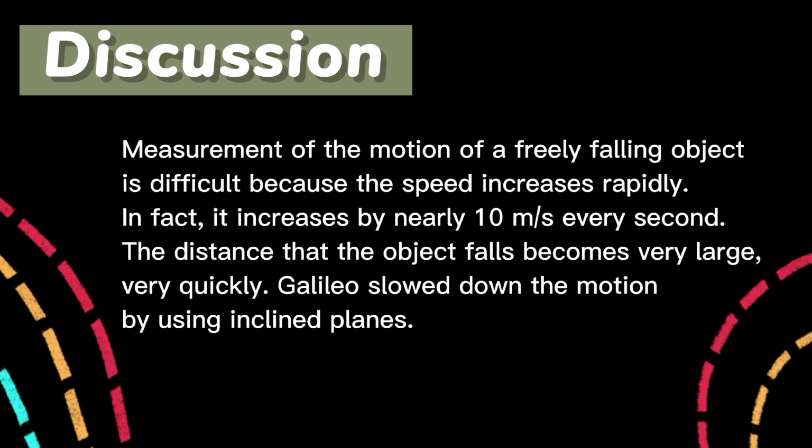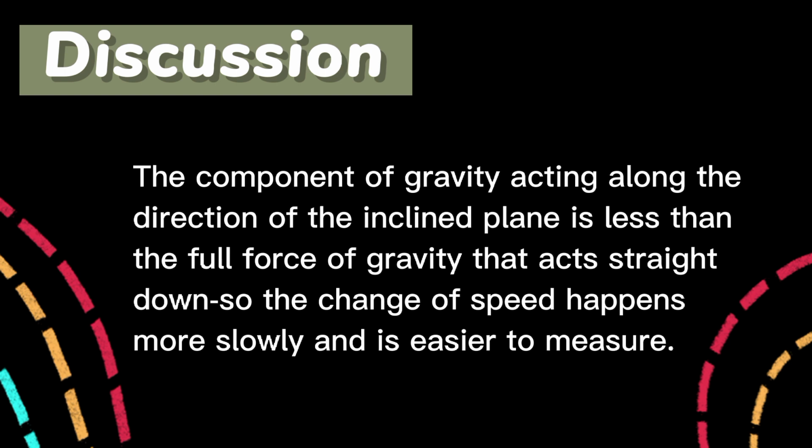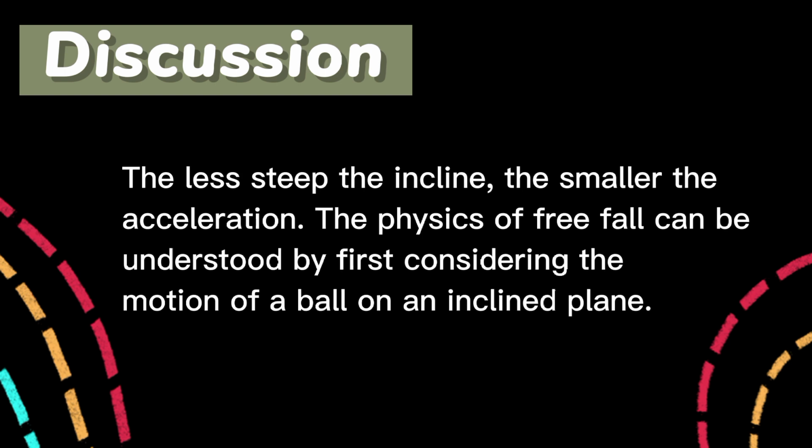Galileo slowed down the motion by using inclined planes. The component of gravity acting along the direction of the inclined plane is less than the full force of gravity that acts straight down. So the change of speed happens more slowly and is easier to measure. The less steep the incline, the smaller the acceleration.